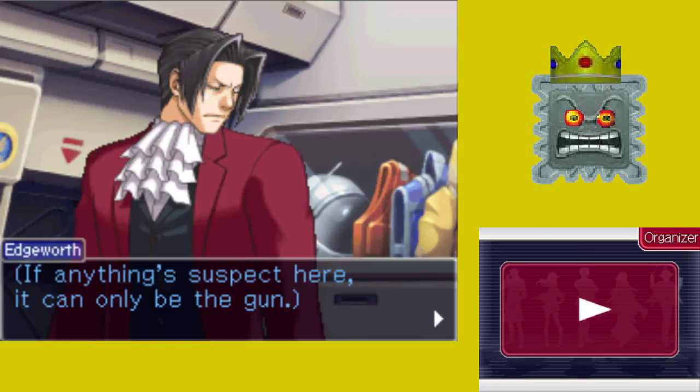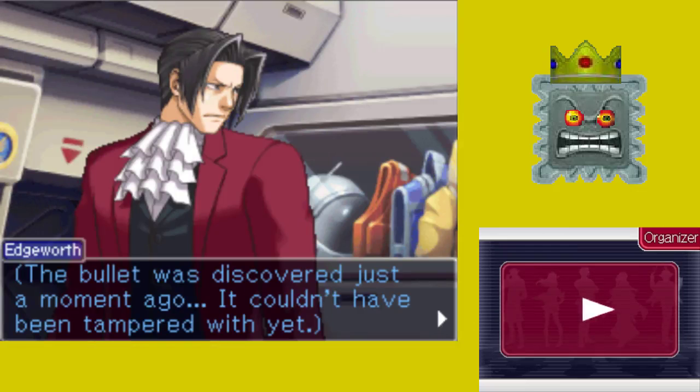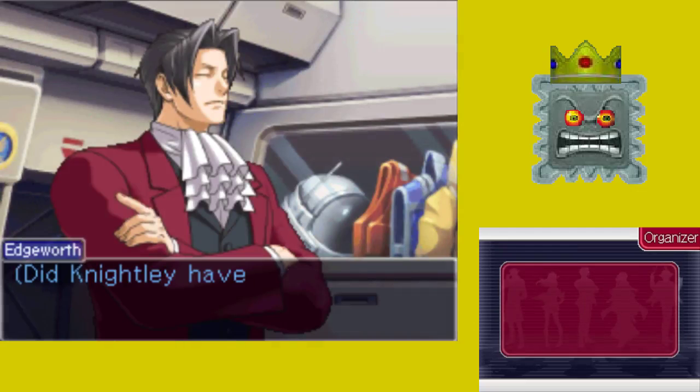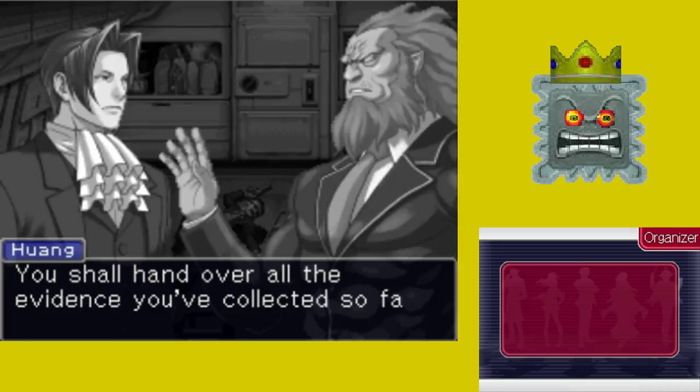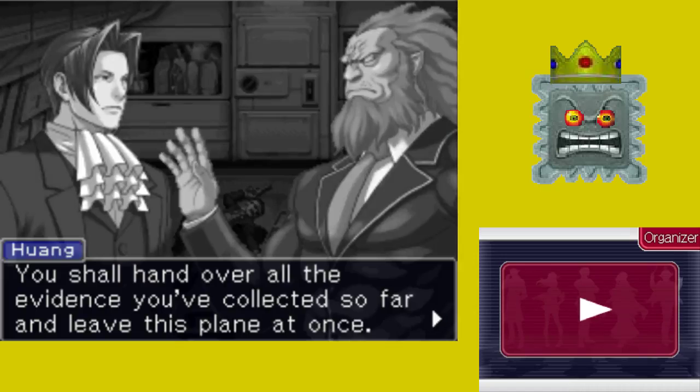If anything's suspicious here, it can only be the gun. The bullet was discovered just a moment ago. It couldn't have been tampered with yet. Did Knightley have a chance to tamper with the gun? You shall hand over all the evidence you collected so far and leave this court at once.